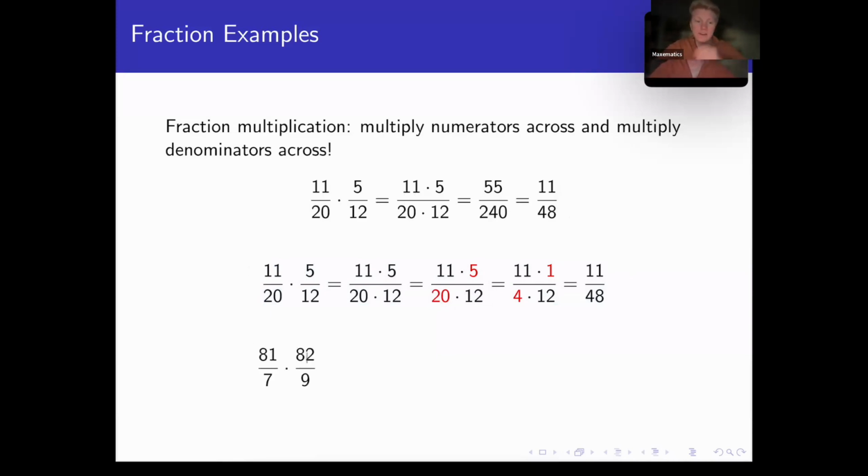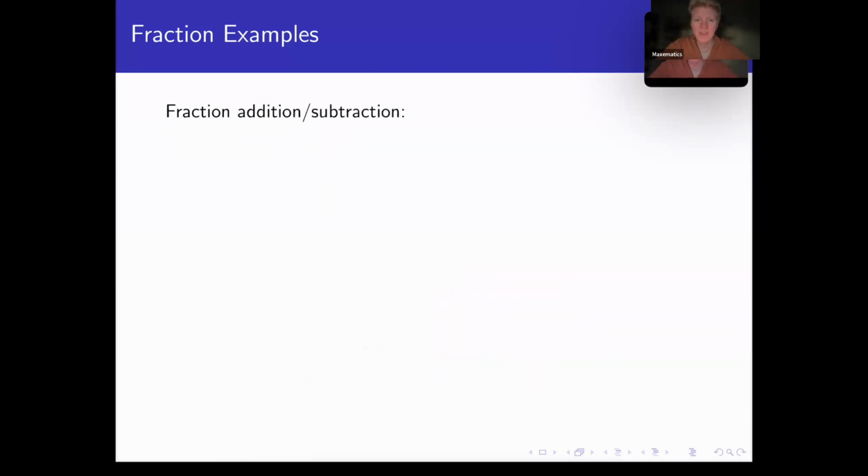81 over 7 times 82 over 9. Multiply the numerators, divided by multiply the denominators. And you'll notice that 81 and 9, we can simplify to 9 over 1 and multiply that way. Could have saved us the step. The number 738 is still pretty big. It would have been even bigger if we didn't simplify it right away.